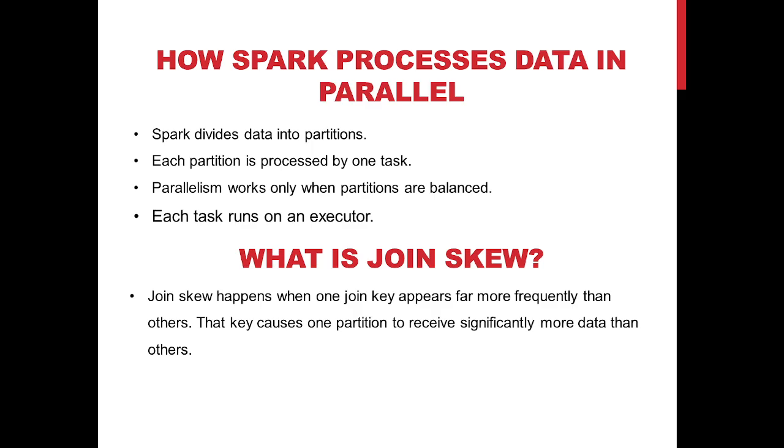Now the question arises, what is join skew? Join skew happens when one join key appears far more frequently than the others. That key causes one partition to receive significantly more data than the others. During a join, Spark groups rows by key, so all rows for the same key must go to the same partition. So if one key appears millions of times, that partition becomes very large. That imbalance is called join skew. This is not statistical skew. This is partition imbalance during a shuffle.